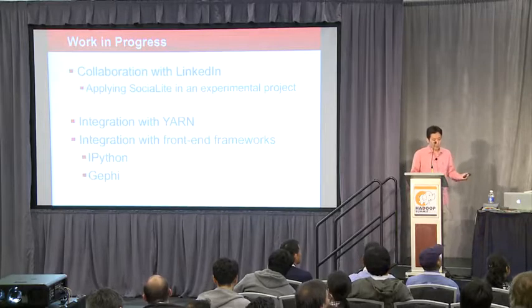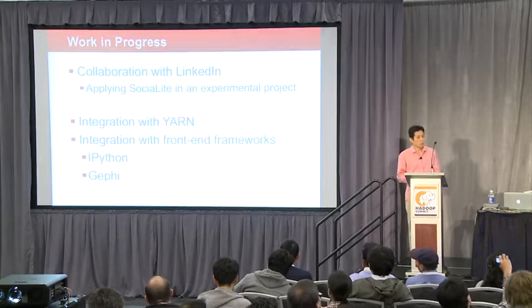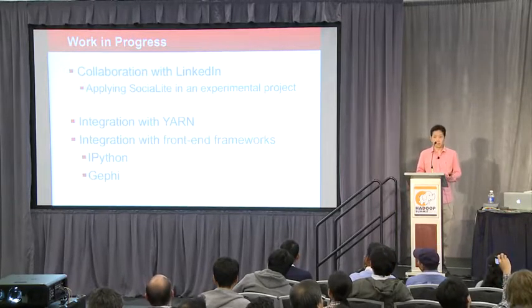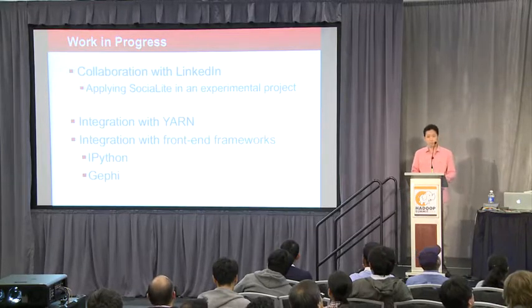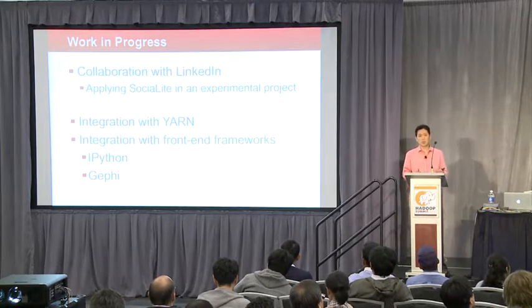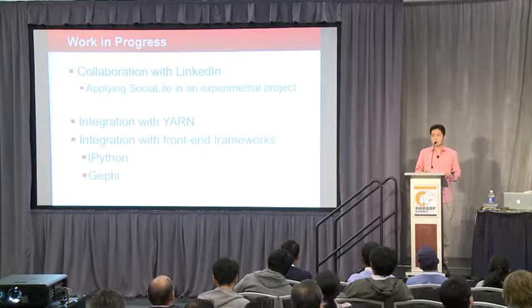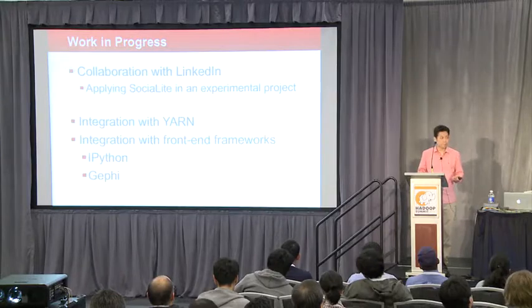So I think this shows that the distributed performance of SociaLite is very competitive. And these are some of the things that we are currently working on. So we just started collaborating with one of the LinkedIn teams to apply SociaLite in an experimental project. So basically, we are trying to find some paths between professionals in the LinkedIn network.